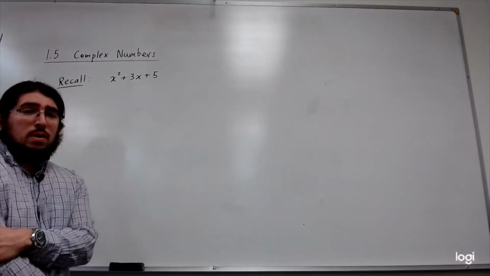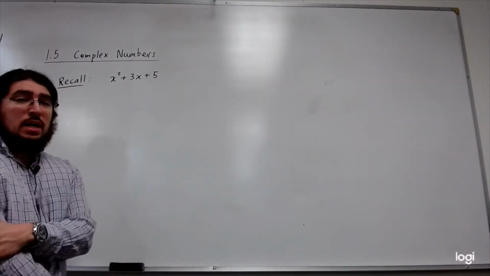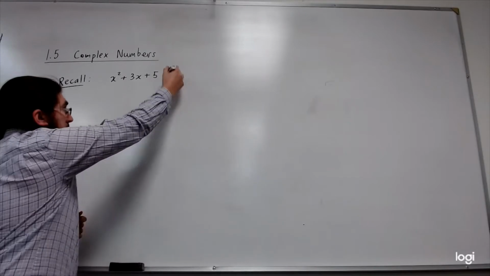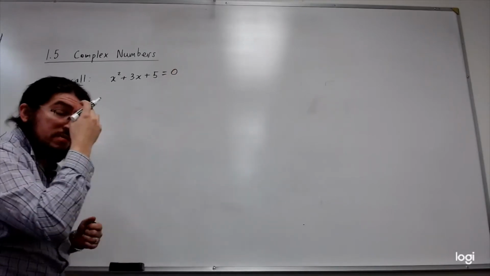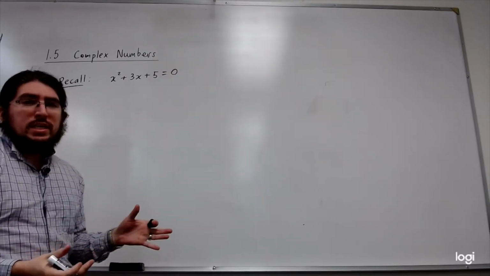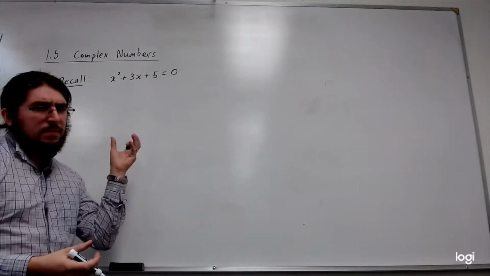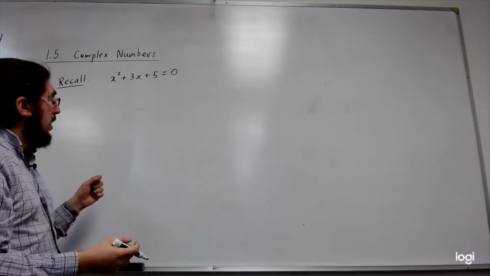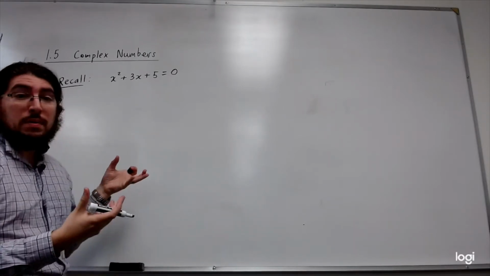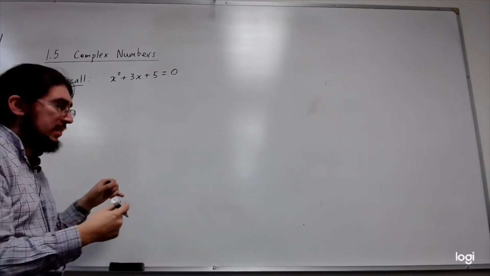Hello everyone, this is 1.5, complex numbers. Let's first recall a quadratic formula that we could have taken a look at from last section. We didn't. This one's a little bit special in the sense that, well, I guess we'll have to see when we apply the quadratic formula. You can factor this as it turns out.